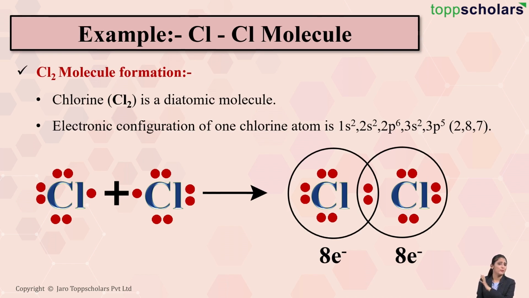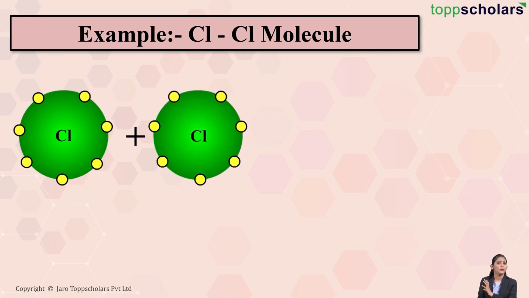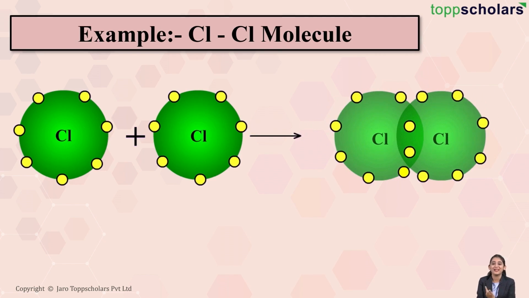Let's have a look at the formation of the chlorine molecule. Two chlorine atoms, as you can see, each have 7 valence electrons. So in order to become stable, they need one more electron. So what do these chlorine atoms do? Yes, they share their one valence electron with each other. And so each of the chlorine atoms completes its octet.